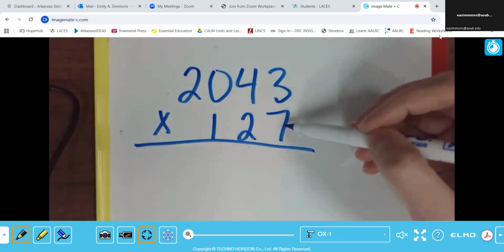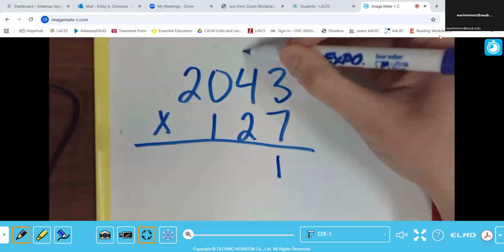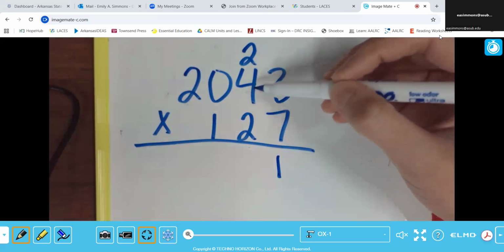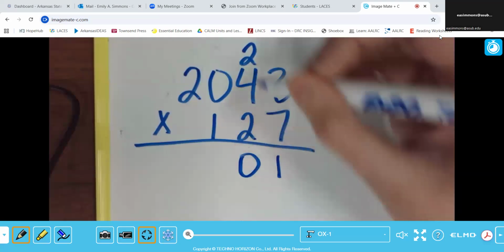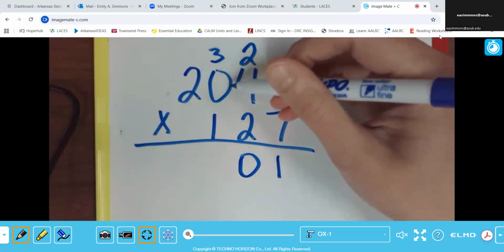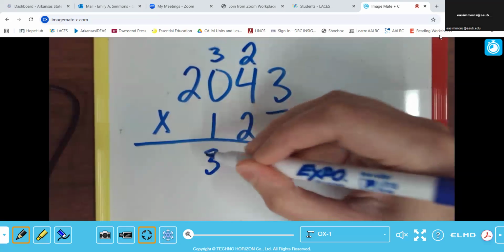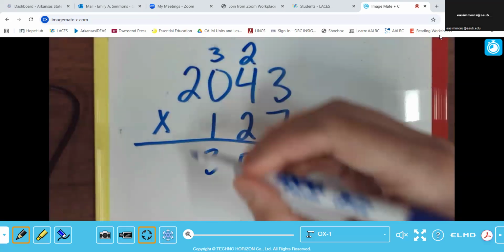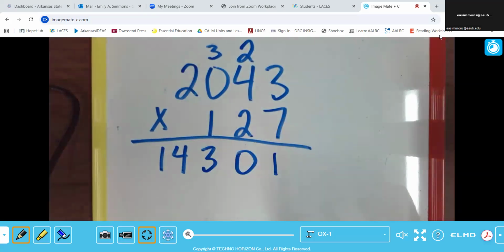We'll start with our ones place. We've got 7 times 3 to get 21. And we carry our 2. Then 7 times 4 to get 28. And add that 2 to it to get 30. Carry our 3. 7 times 0 is 0. But we add our 3 to that to get 3. And then 7 times 2 for 14. And we have nowhere to carry, so we put the whole number down.